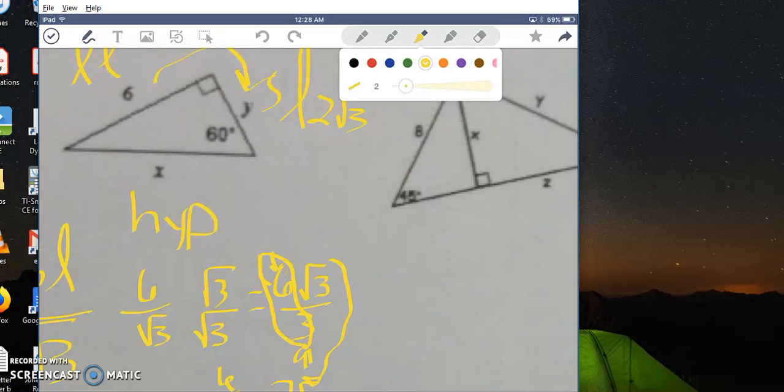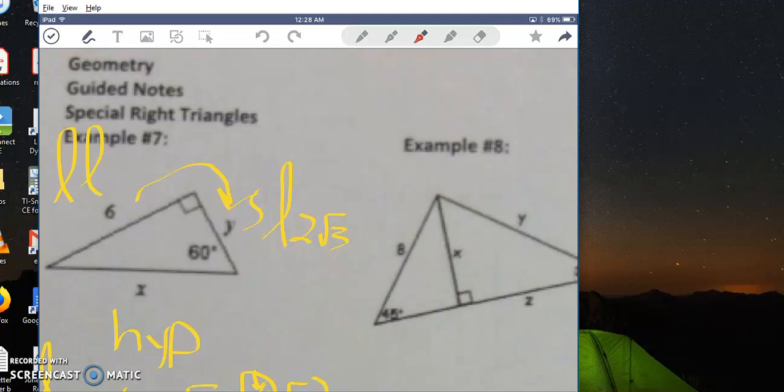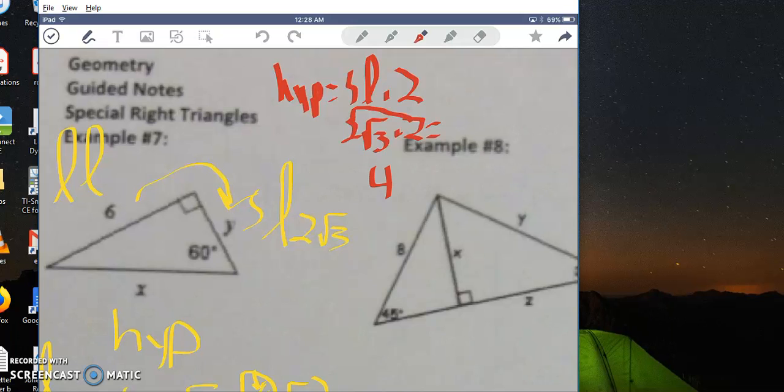Okay, from here, we need to find our hypotenuse. And remember, the hypotenuse equals short leg times 2. So we take 2 radical 3 times 2. Outside times outside equals, so we end up with 4 radical 3. So our hypotenuse is going to be 4 radical 3. Outside times the outside, 2 times 2 is 4. Radical 3 is on the inside. The other one doesn't have an inside, so we just keep it as radical 3.